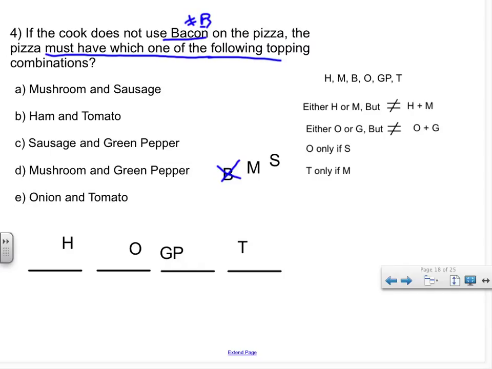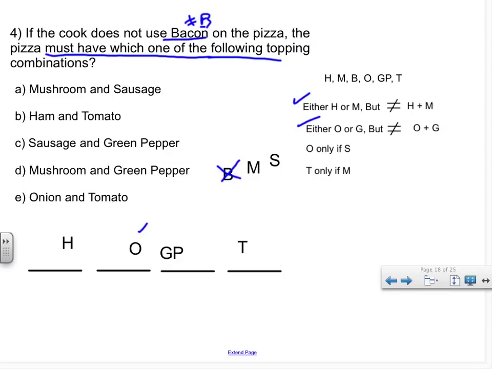So now what I'm going to do is compare it to the conditions and see if I can make a pizza without using mushroom and sausage. For the first condition, either H or M, we've got H. Either O or G, well, we've got O right here. O only if S. Uh-oh.